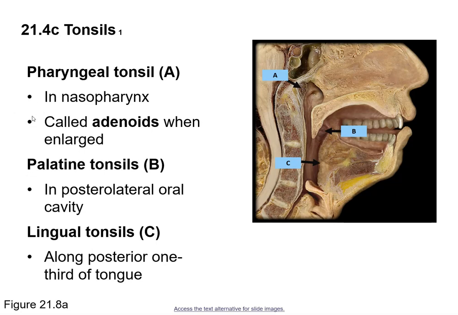Alright, so welcome back. This is going to be our last part for our lymphatic system discussion. This should be a relatively short part. So what we're going to do here is look at our tonsils, and then look at something called lymphatic nodules.